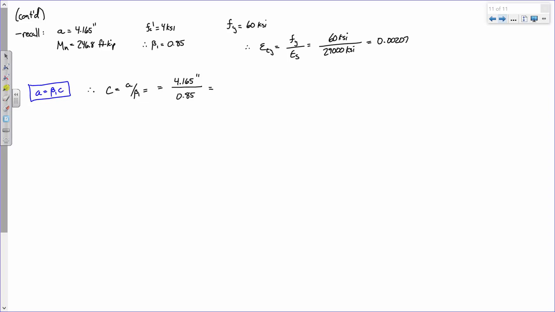4.9. Do I have a second on that? Yep. I think it comes out to about 4.9. So again, going back to your dimensions, this one, a, is 4.165 inches. That is about 4.9. So it's a little bit bigger.